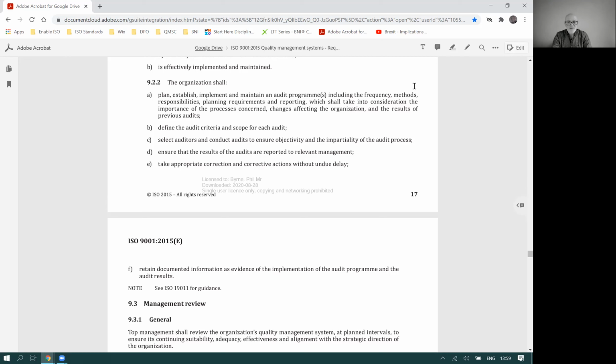Is it suitable and effective to meet our needs? Move on. C, select auditors and conduct audits to ensure objectivity and impartiality of the audit process. This is very important, and we encourage people to understand that the basic interpretation of the phrase internal audit is the organization auditing itself. However, there is a need for objectivity and impartiality when auditing, because otherwise, how can the organization stand over the results of the audits if the person carrying out the audit benefits from the result?